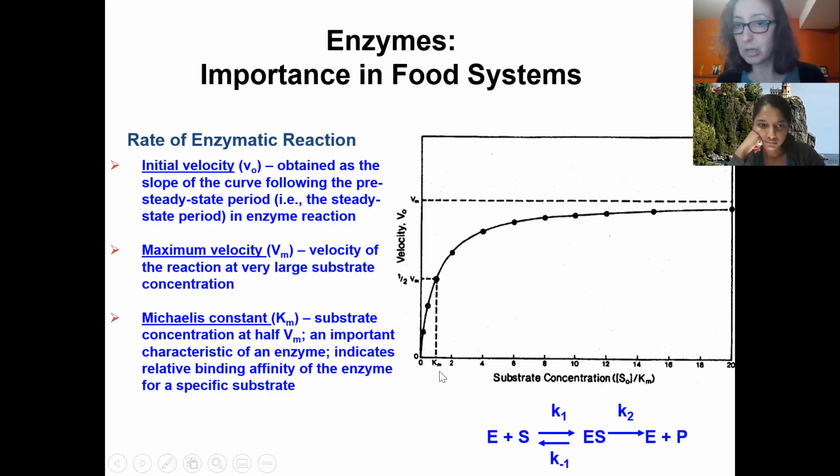But what does it mean really? It tells us the affinity of the enzyme to the substrate. So the lower the Km, the higher the affinity. That means at lower substrate concentration, you reach Vmax over 2. So that means the enzyme has high affinity to the substrate, it binds and reacts quickly at lower concentration.